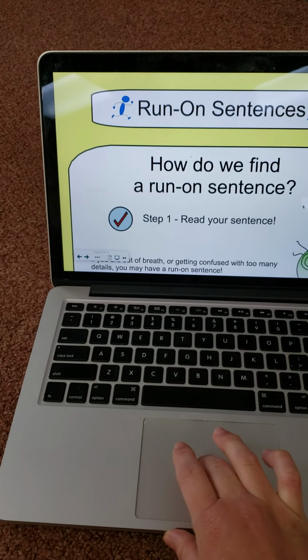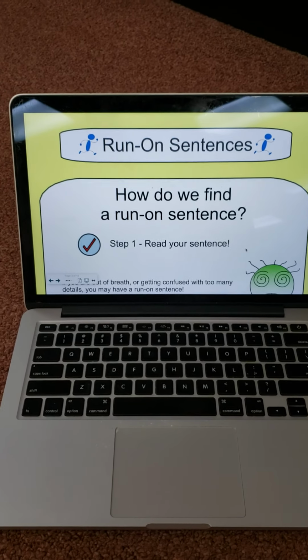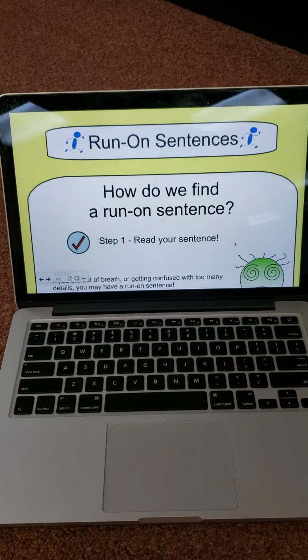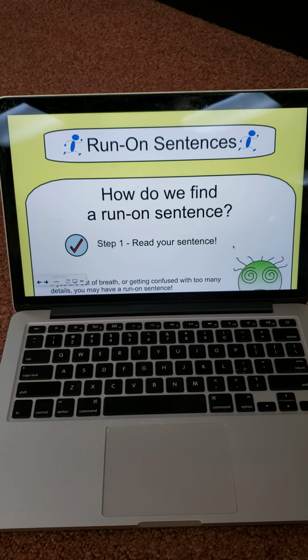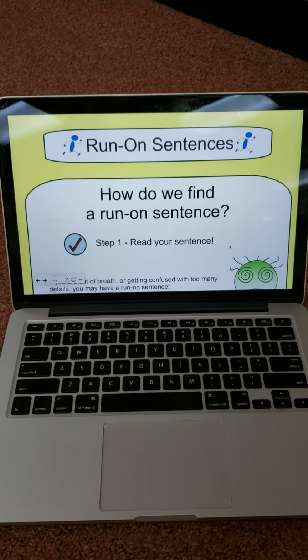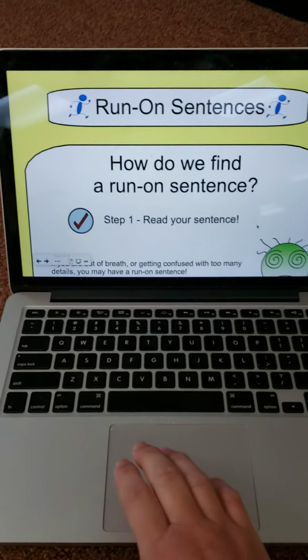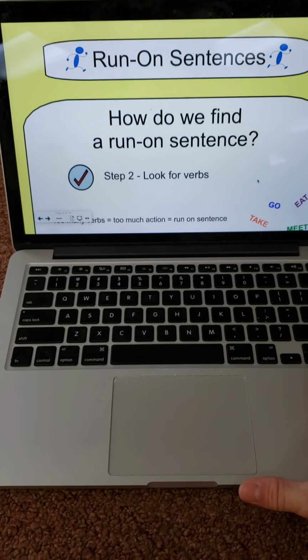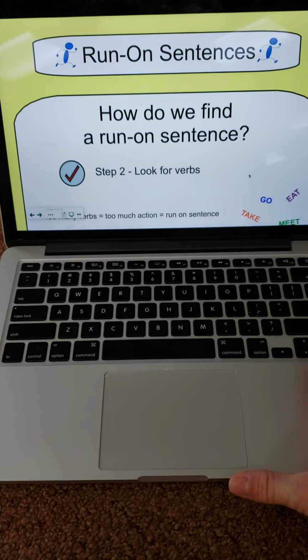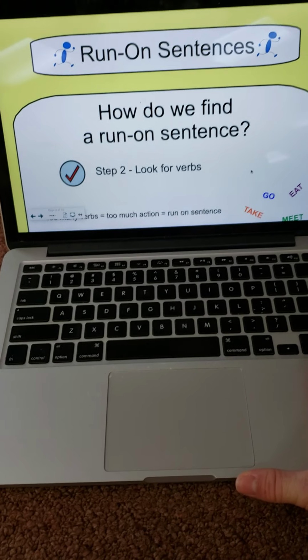So how do we find a run-on sentence? Well, the first thing you have to do is read your sentence. If you run out of breath or you get confused with too many details, you may have a run-on sentence. Also look for the verbs. If you have too many verbs, you have too many actions, then you have a run-on sentence.